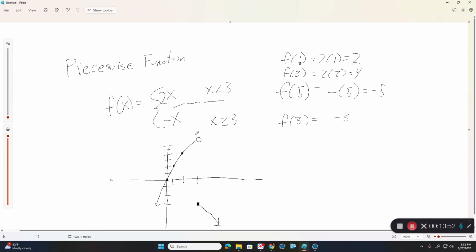Just remember that anything that uses a less than or greater than symbol without that equals is going to be an open circle. Anything with the greater than or equal symbol will turn out to be a filled in circle. Okay? Piecewise functions are not something we talk a lot about, but we will talk about them just ever so slightly.